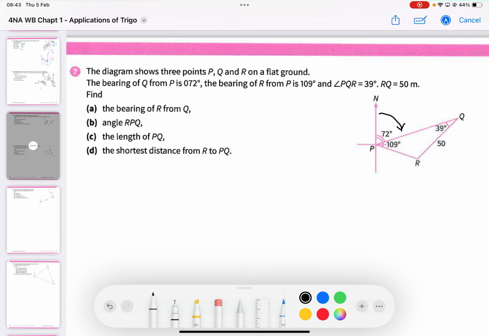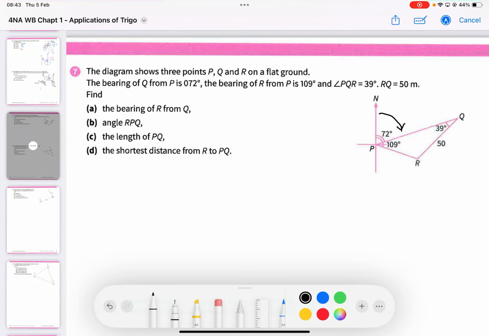Bearing of R from P. R is this point from P. Okay? Then same, it must be measured. The bearing is the angle measured from north until it reaches R. So this 109 is from here until here.